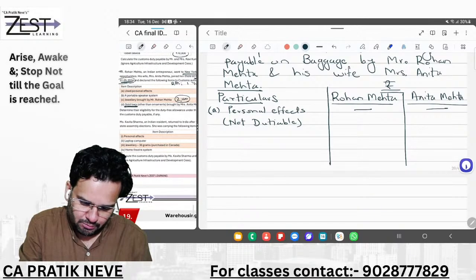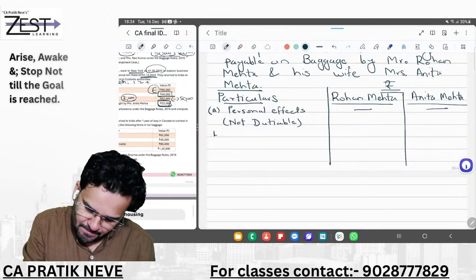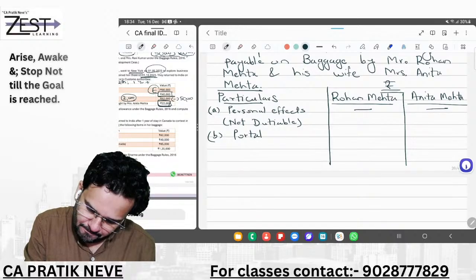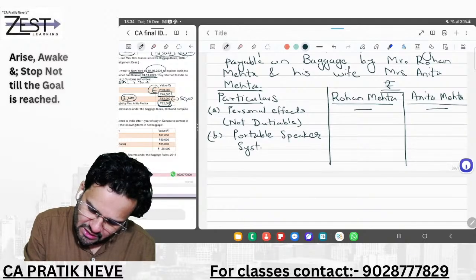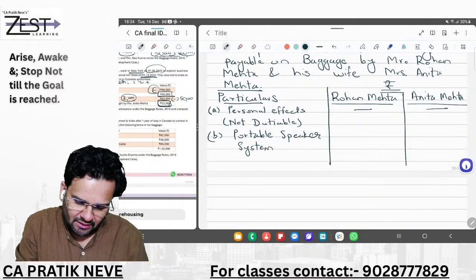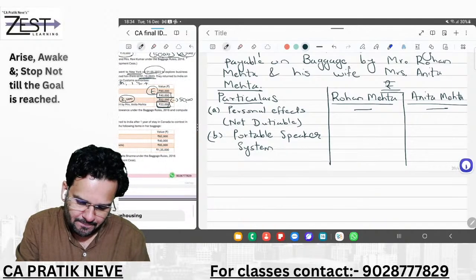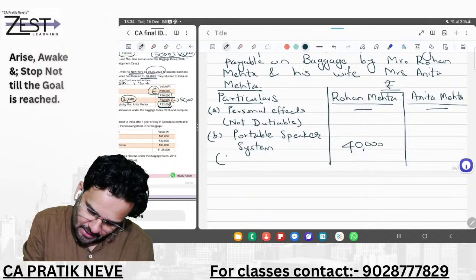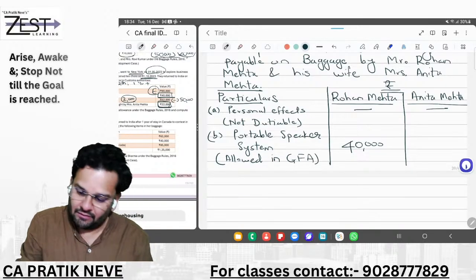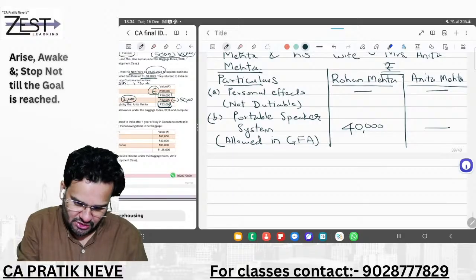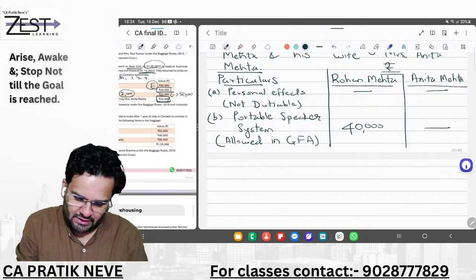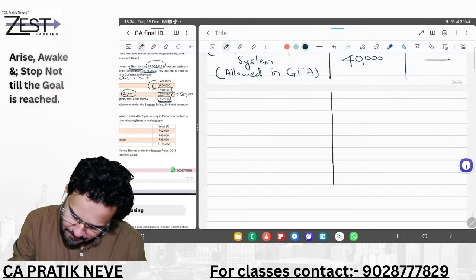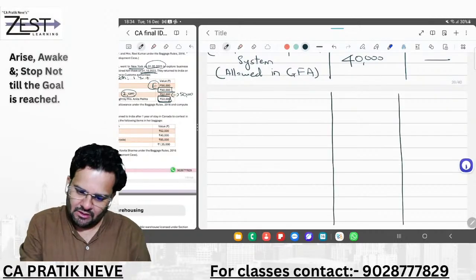Then talk about portable speaker system. B point, portable speaker system. You can show for anyone actually. So I have assumed that it is in the hands of Rohan Mehta. 40,000. Put it here. It is allowed in GFA, allowed in general free allowance. And Anita Mehta, I'll put a dash. Then I'll go for jewelry bought by Rohan Mehta. It's given specifically. So that is your C point.